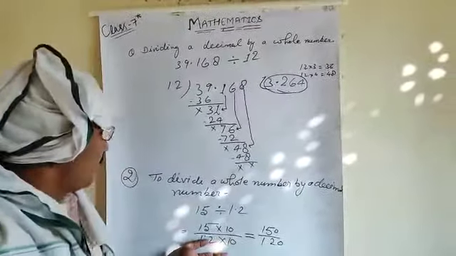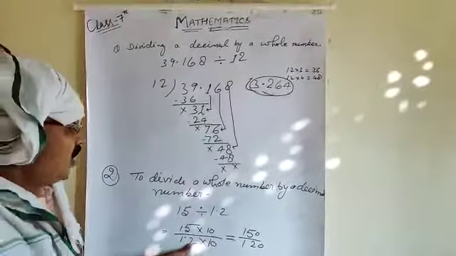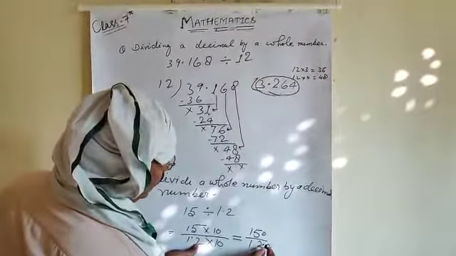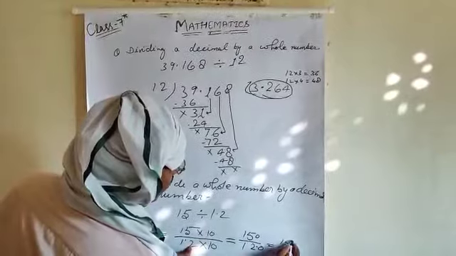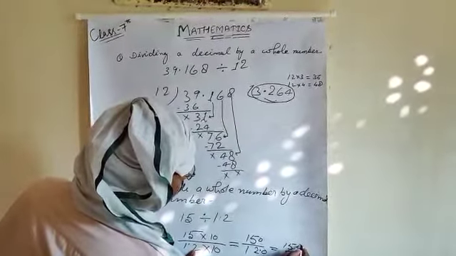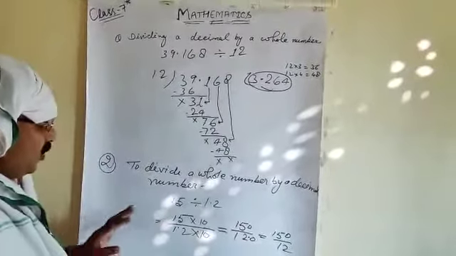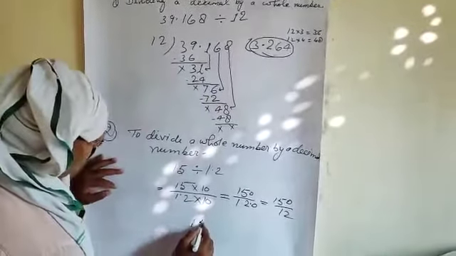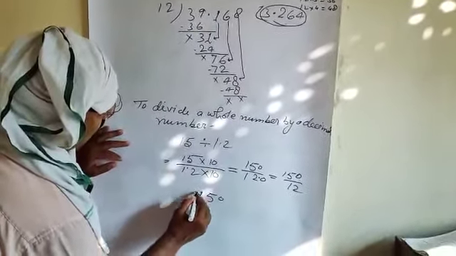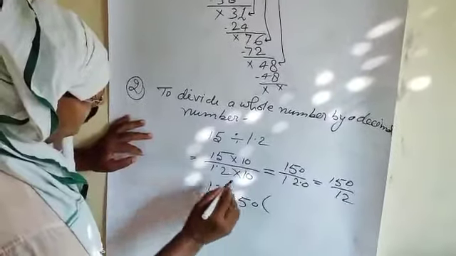Now you should count the decimal parts and put here. In this way this number will be 150 by 12. Now the decimal parts are removed. Now you will divide 150 by 12.